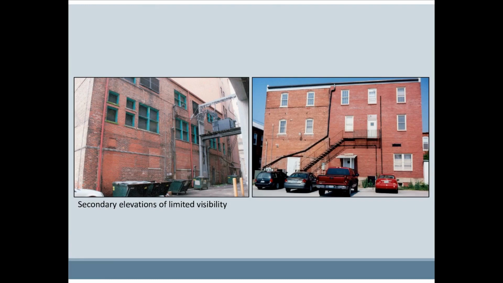Regardless of the size of a building, requirements for the replacement windows on secondary elevations that have limited visibility are less stringent. Usually the same basic type of window must be used and the opening must be completely filled, even if the details have some variations.